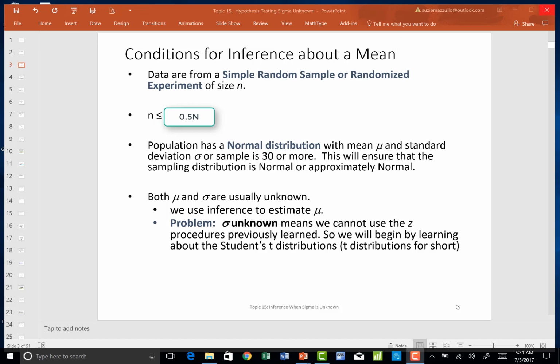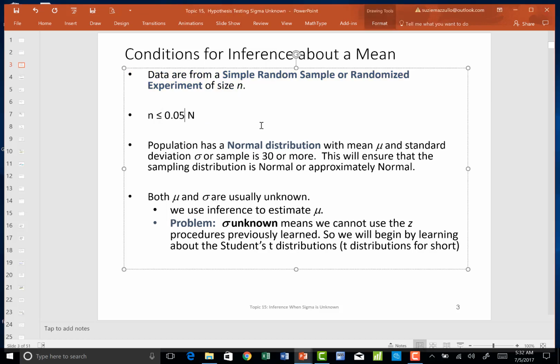So the conditions for inference that we're going to talk about, most of the conditions will look the same. Data from a simple random sample or randomized experiments of size n, that our sample size is less than or equal to 5% of the population. The population has a normal distribution with a mean of mu and a standard deviation of sigma, or samples are 30 or more. That will ensure that the sampling distribution is normal or approximately normal.